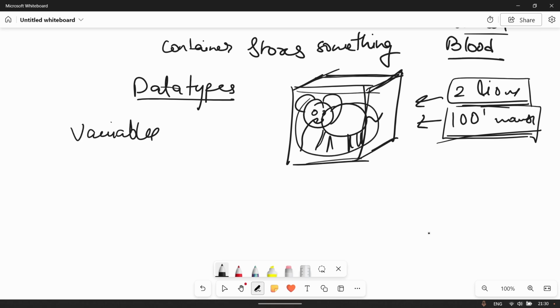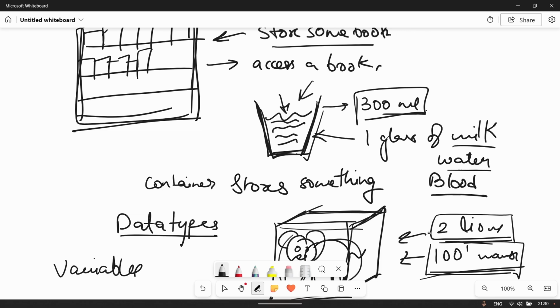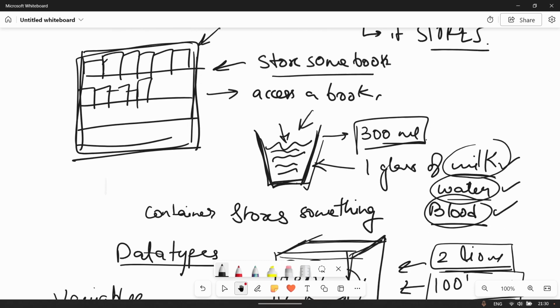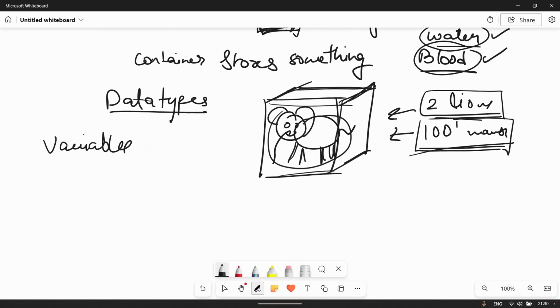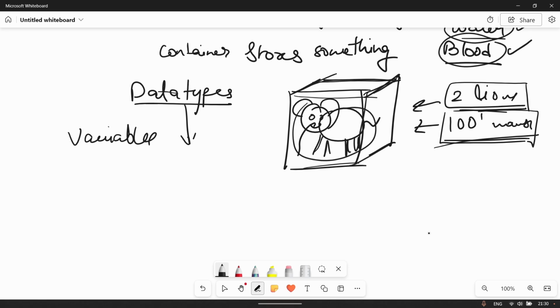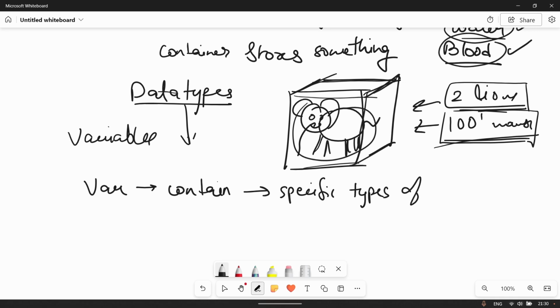Now the things that you can store inside a variable can have different types. Here we stored water. We gave an example of milk, water and blood. All these three have a similar property, that is, they are liquid. In this bookshelf, every item that is stored is a book. So it has a specific type of data or specific type of object that can be stored inside this. That specific type can be referred to as the data type. So a variable is a container which stores specific types of objects.